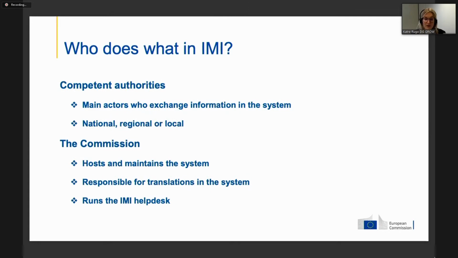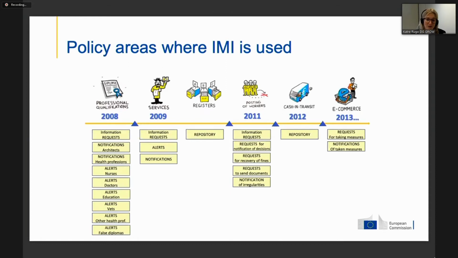Then we have, of course, competent authorities, who are the main actors exchanging information in the system, of whom we already have thousands across the EU. These can be national, regional, or local authorities. And lastly, the Commission, who is responsible for hosting and maintaining the system, including providing translations, running the help desk, but also for other things such as introducing new areas to the system. And with that, I would move on to the next slide and show you the areas where IMI is currently used.